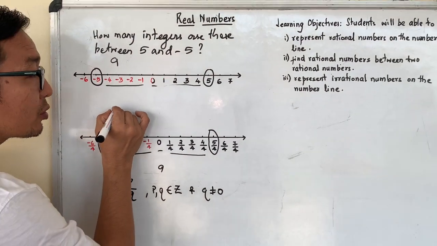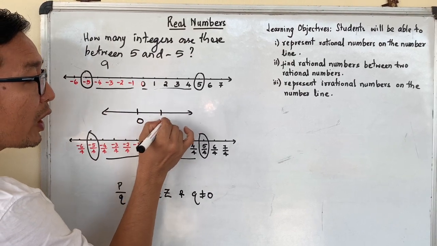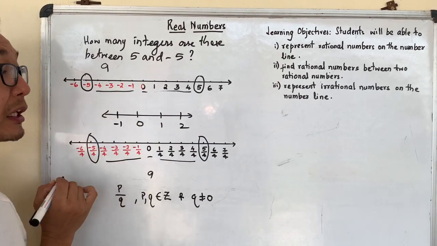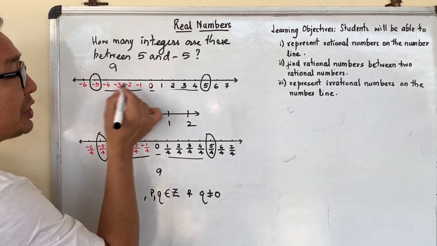On the number line we have 0, 1, 2, negative 1. These are integers.